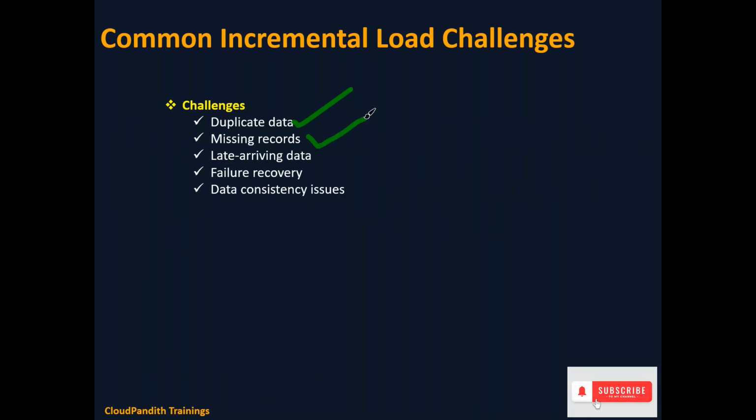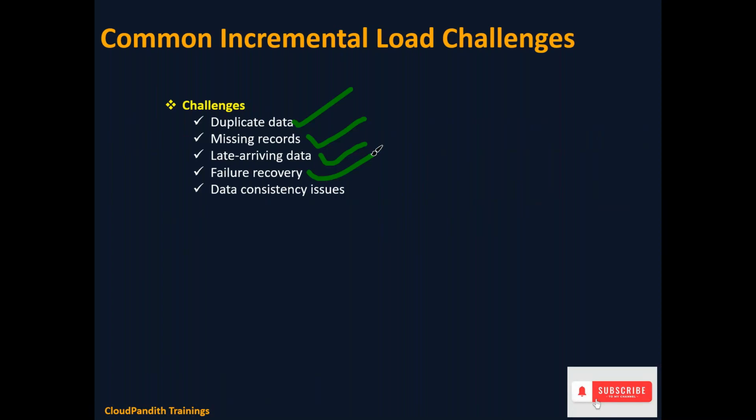Late-arriving data, meaning data arriving after your pipeline execution is finished; that data may not be processed and will be only available at the source. It will not come to the target. Failure recovery: in case the pipeline fails midway, you have to recover it, but there are different strategies to recover it. I have included them in the next slide. Data inconsistency issues, meaning the number of records in your source and target may not match. So these are the challenges that can be seen in different incremental loads as well.